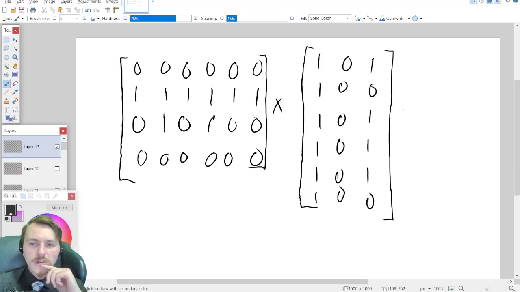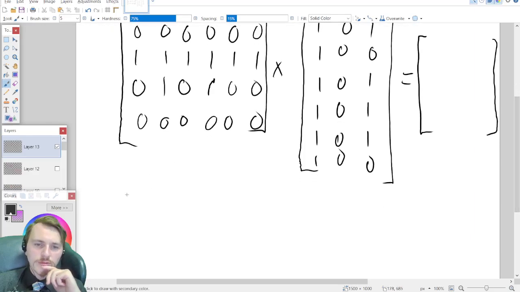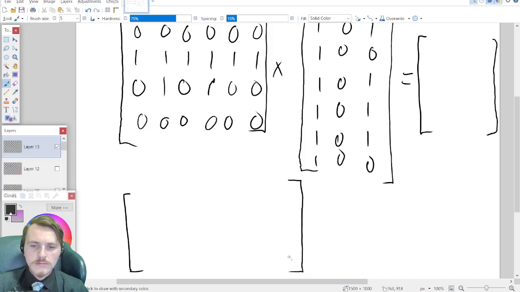Let's try how to do our multiplication. Well, our resulting matrix, how big is it going to be? It's going to have this many rows and this many columns. So it's going to be a 4 by 3 matrix. And let's go through that 4 by 3 matrix we're going to end up getting.